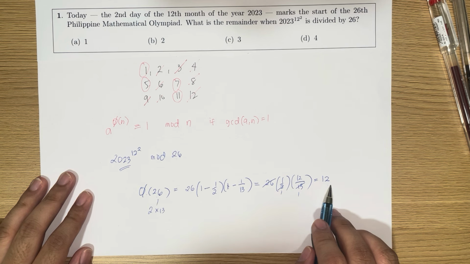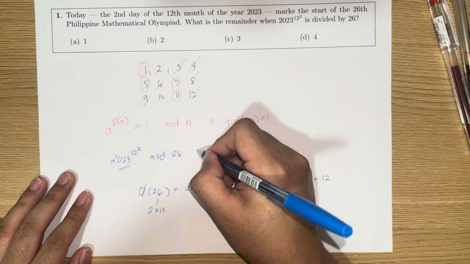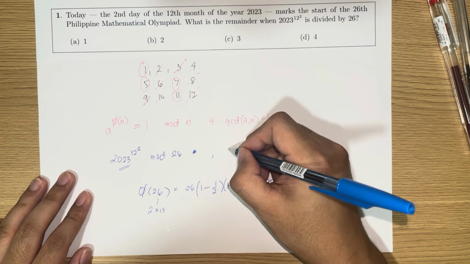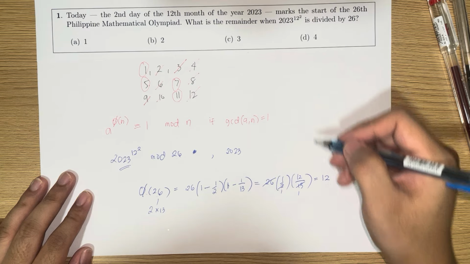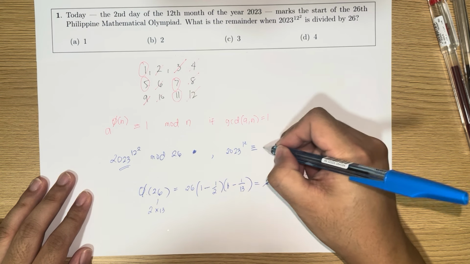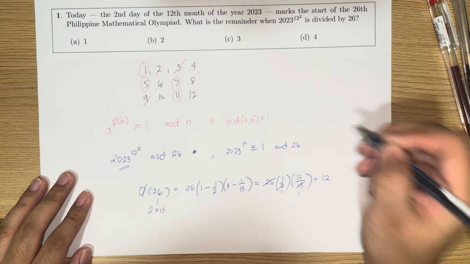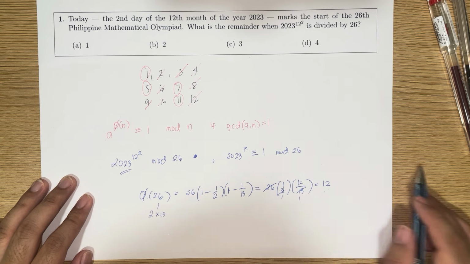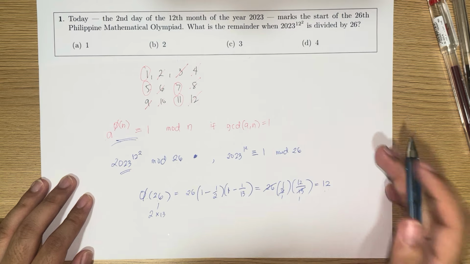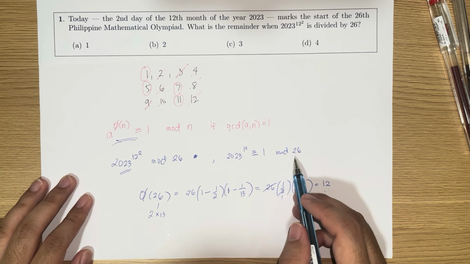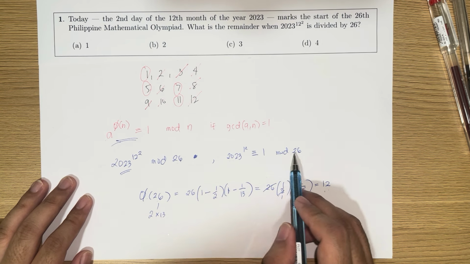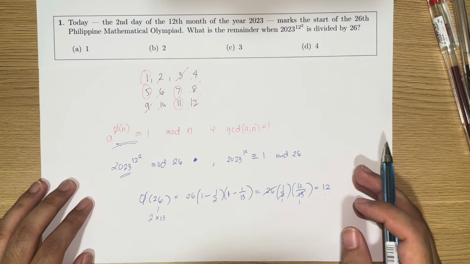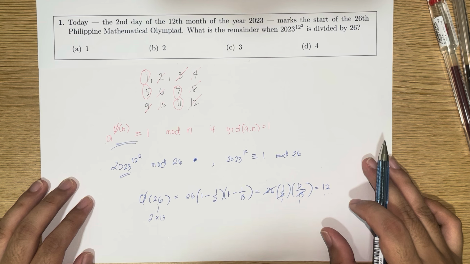So we can conclude from here that 2023 to the 12 is congruent to 1 mod 26 from this theorem. Note, I forgot to mention that we are able to apply this because 2023 and 26 are relatively prime to each other, which means they have no common factors. Otherwise, if they have common factors, then we cannot do this.